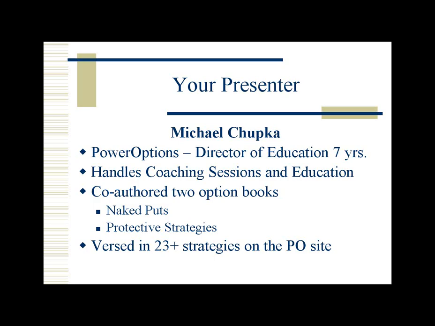Now, at Power Options, we do support over 23 different strategies. I am versed in all 23 strategies on the site, but there are certain positions that I don't trade, as they simply do not match my personal risk-reward tolerance. These include certain things such as short straddles, short strangles, even iron butterflies, which are a variation of iron condors. I don't like the risk-reward valuations that are available for the iron butterflies. I also don't trade naked calls.